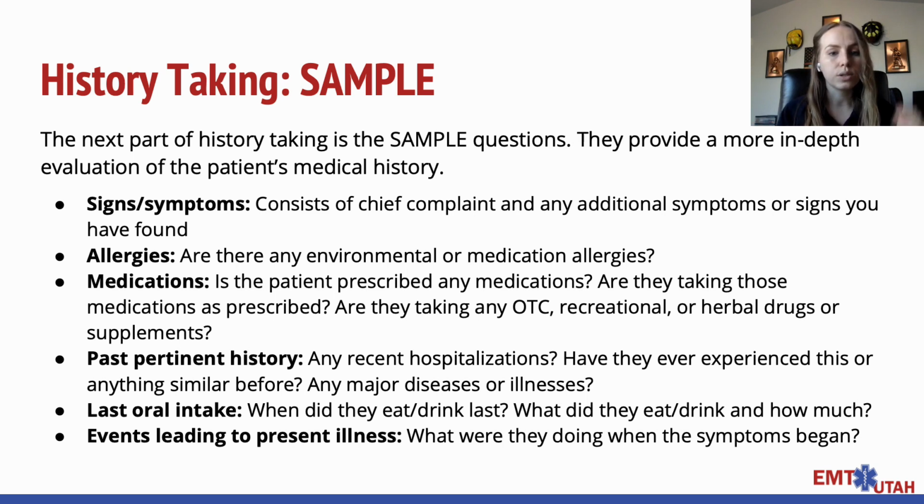L is for last oral intake. So this is when did they last eat and drink, and what did they eat and drink. That can tell us a lot about what's going on. And then what they were doing when these symptoms started. E stands for events. So that's what they were doing when this started. If they started having chest pain when they were mowing the lawn versus when they were sitting down on the couch is going to tell us a lot about what's going on.